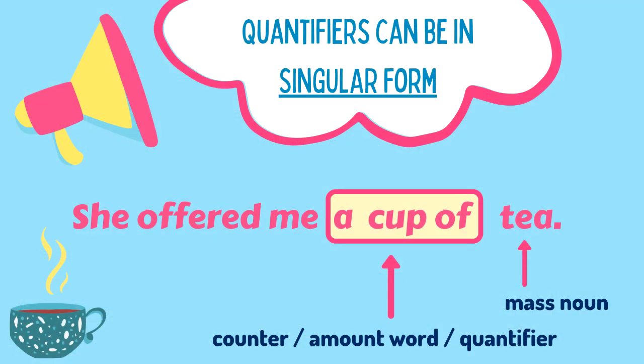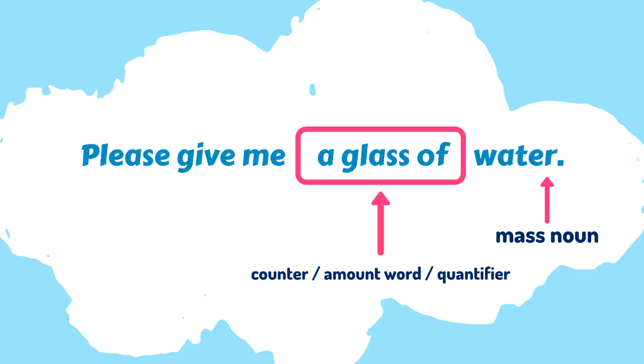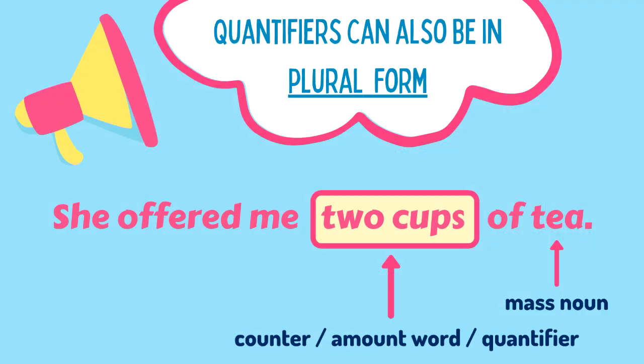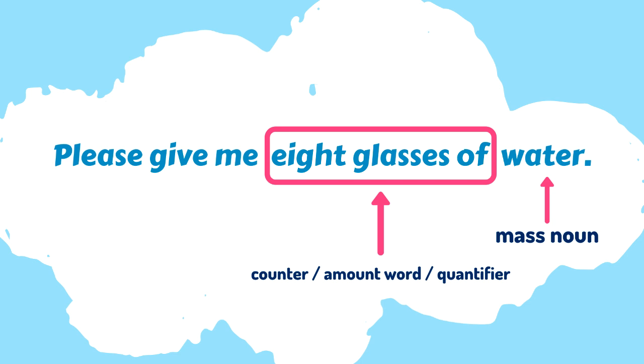She offered me a cup of tea. Ang tea ay mass noun, pero maaari natin siyang sukatin dahil sa ginamit na quantifier na a cup of. Please give me a glass of water. Ang water ay mass noun din, at maaari din natin siyang sukatin dahil sa ginamit na quantifier na a glass of. Quantifiers can also be in plural form. Example, she offered me 2 cups of tea. Please give me 8 glasses of water.